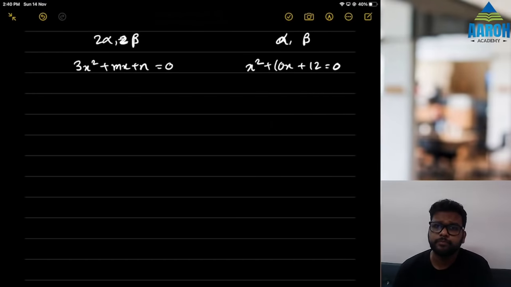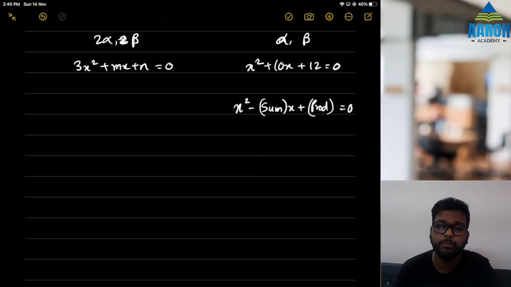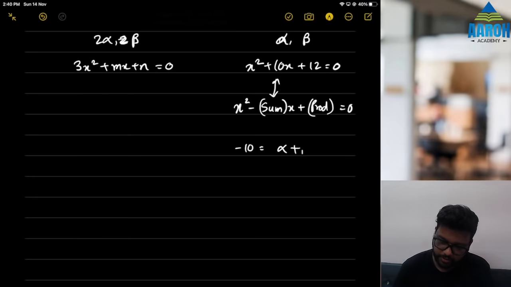Okay, no problem. Now understand, here standard form of quadratic equation is what? x square minus sum of roots into x plus product of roots is equal to 0. Standard form using sum and product. That means if we match this, minus 10 is sum of roots and 12 is product of roots.